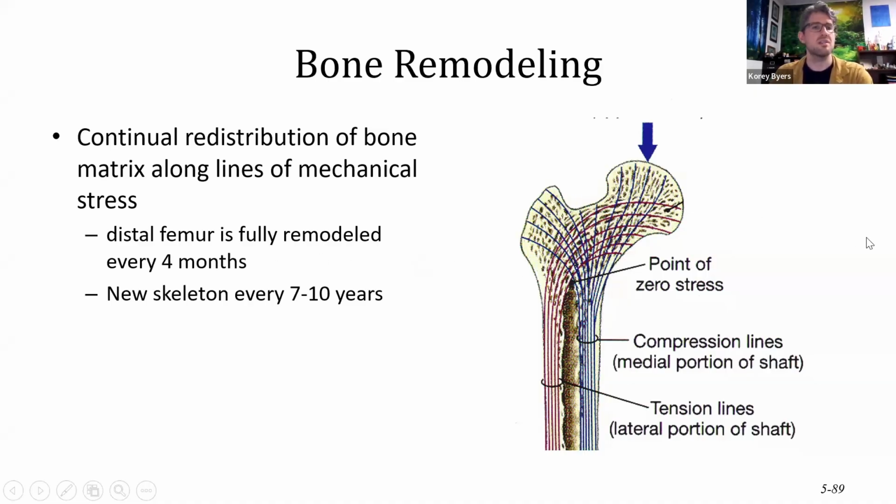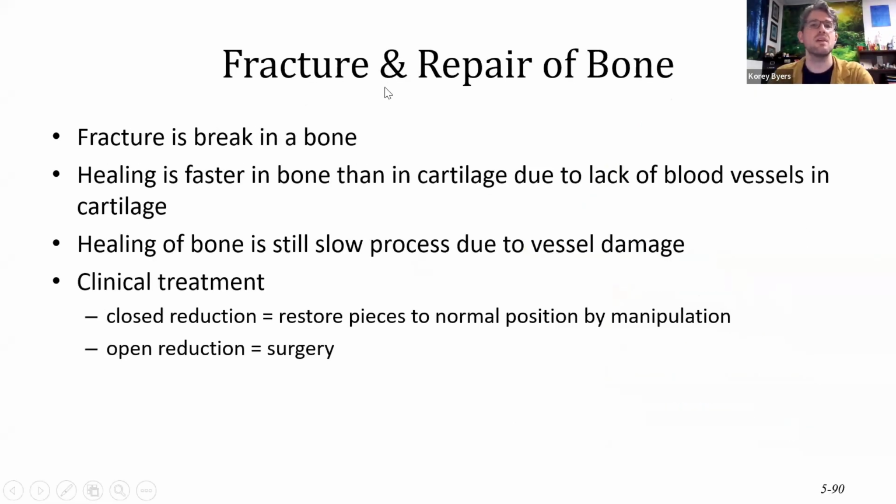The book says that you have a new skeleton every 7 to 10 years. We kind of talked about that in class. But what happens if you have a fracture or something that needs healed? It's effectively the same thing as endochondral growth. You just lay down a squishy cartilage that calcifies, that repairs as bone.